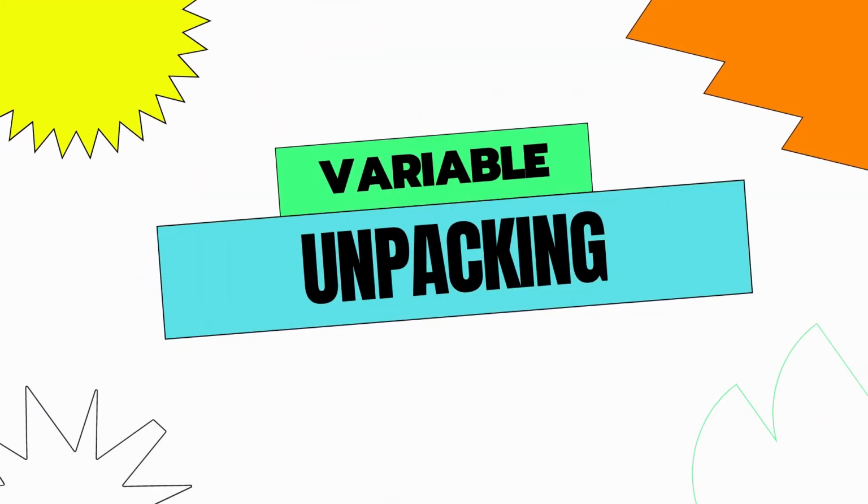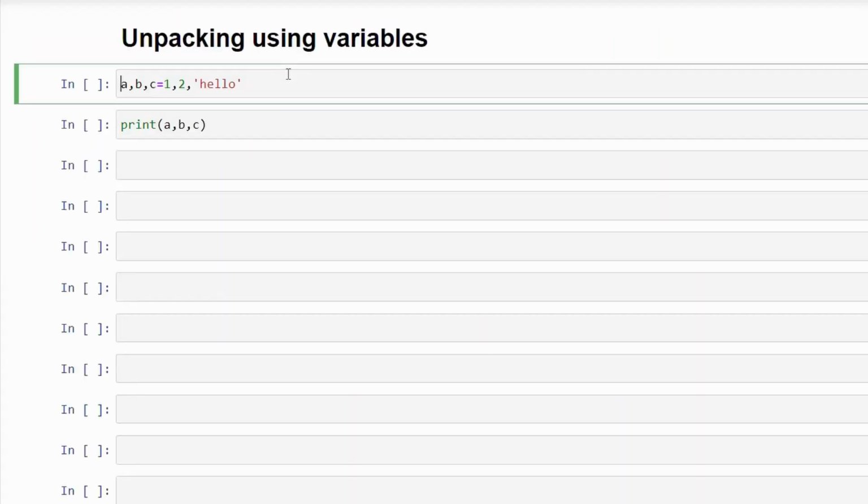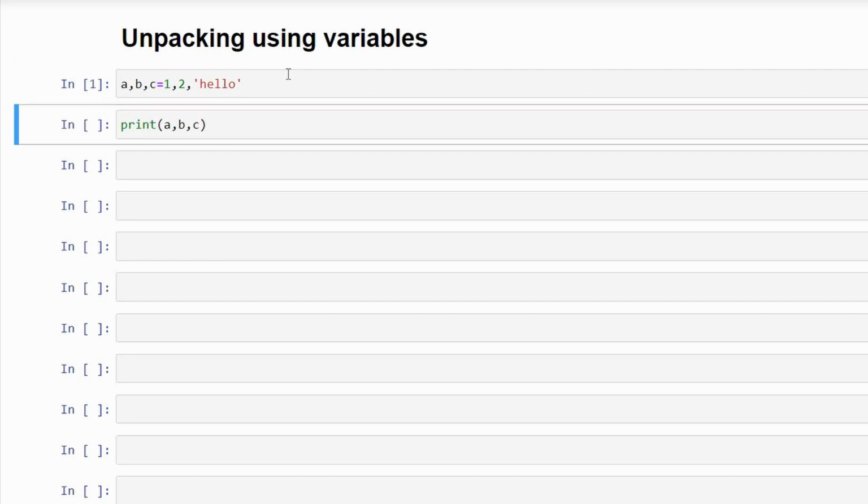Now, coming on to one of the most useful phenomena in Python, which is unpacking using variables. This concept is positional in nature. By positional, we mean values are assigned based on their position. Let us see an example of unpacking. Let's take three variables, A, B and C, and assign them values 1, 2 and hello. Here, A and B are integer variables and C is a string variable.